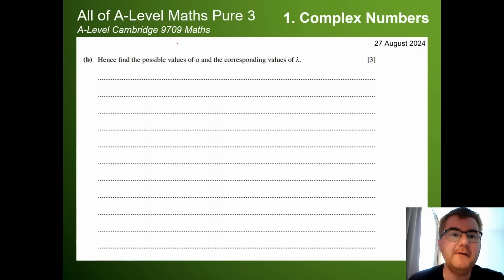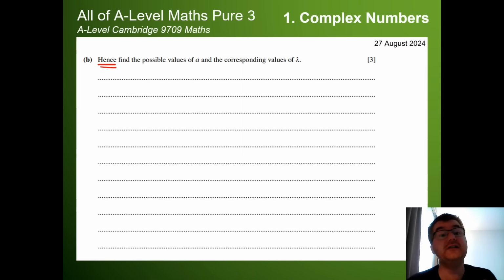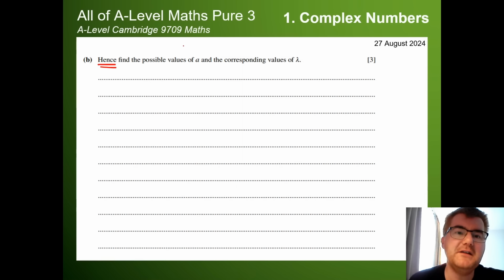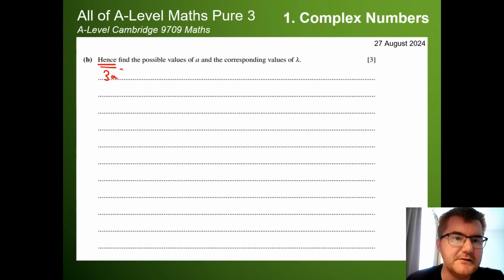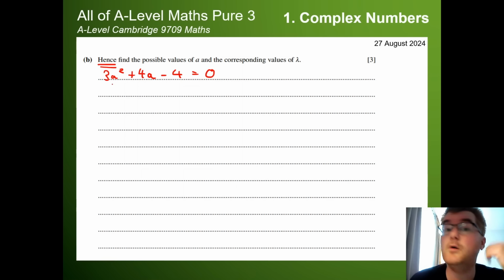From there, we need to find, so even if you didn't get part A right, you can use that now in part B, which is to find the possible values of a and the corresponding values of lambda. So it's quite a nice 3-mark question here. So our quadratic was 3a squared plus 4a minus 4 is equal to 0. And now, particularly at this A-level standard Pure 3, I like a quick way of doing this.